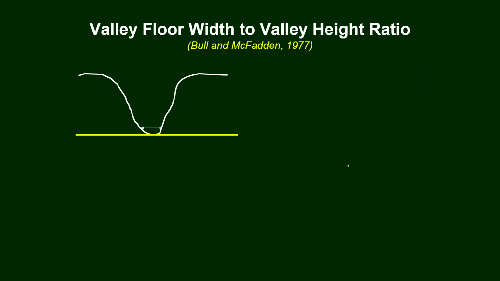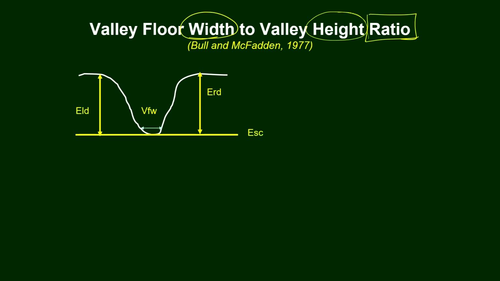Look at this: this is the width we are talking about, the valley floor width, and then the height, and finally we are working on the ratio between these two. This is the right side, this one is your left side, and this is the base of the elevation. This is an equation given by Bull and McFadden way back in 1977.